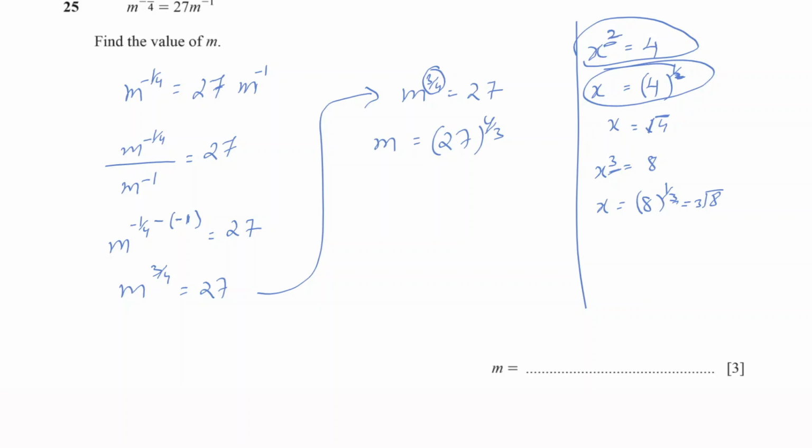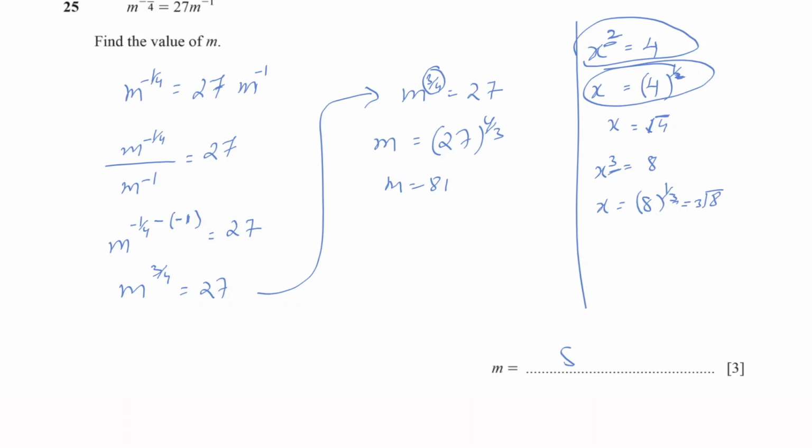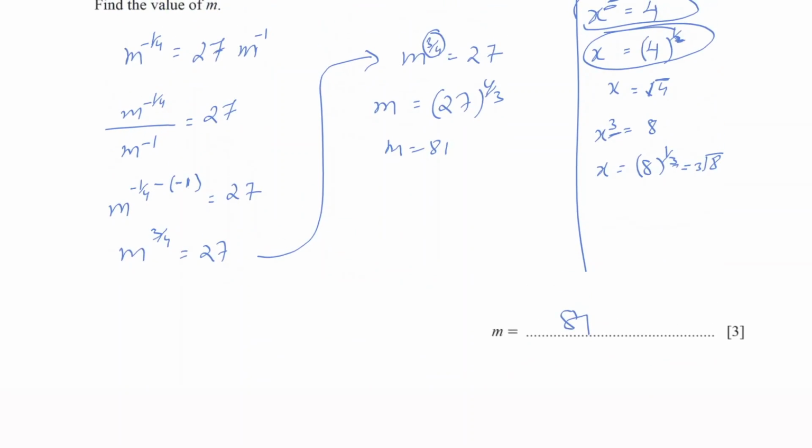If we calculate this using a calculator, let's pull out the calculator again. If we write 27 raised to power 4 by 3, we should get the answer. That is the value of m, 81. So the value of m is 81. I hope you understand this. So m is 81. I hope all the questions related to this paper are clear to you.